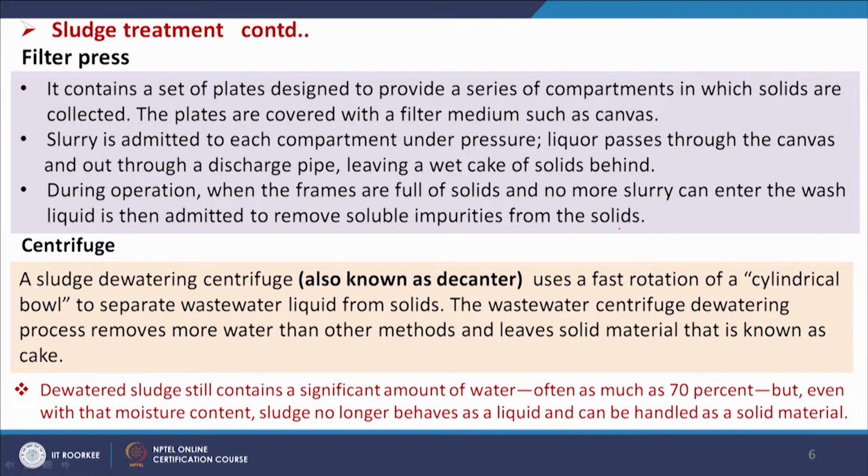And then the centrifuge. The sludge dewatering centrifuge, also called a decanter, uses a fast rotation of a cylindrical bowl to separate wastewater liquid from solids. The wastewater centrifuge dewatering process removes more water than other methods and leaves the solid material that is known as cake. The dewatered sludge still contains a significant amount of water, often as much as 70%, but even with that moisture content, sludge no longer behaves as a liquid and can be handled as a solid material.